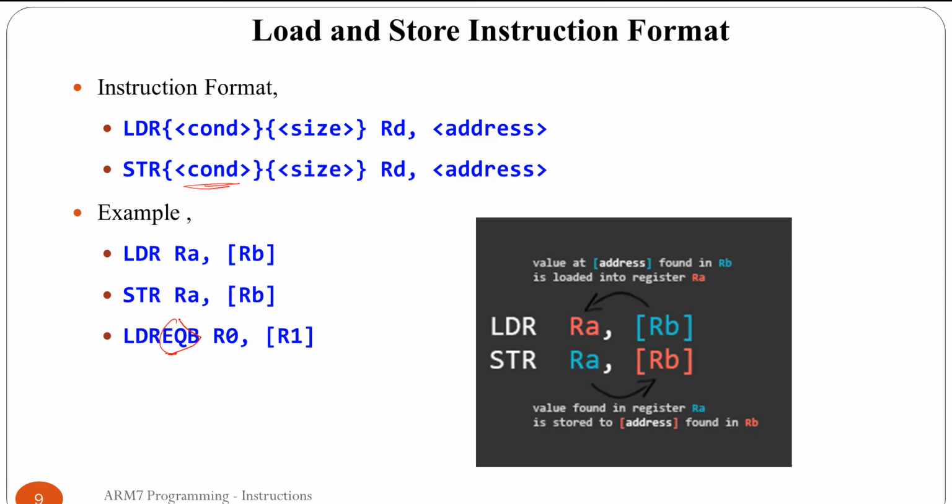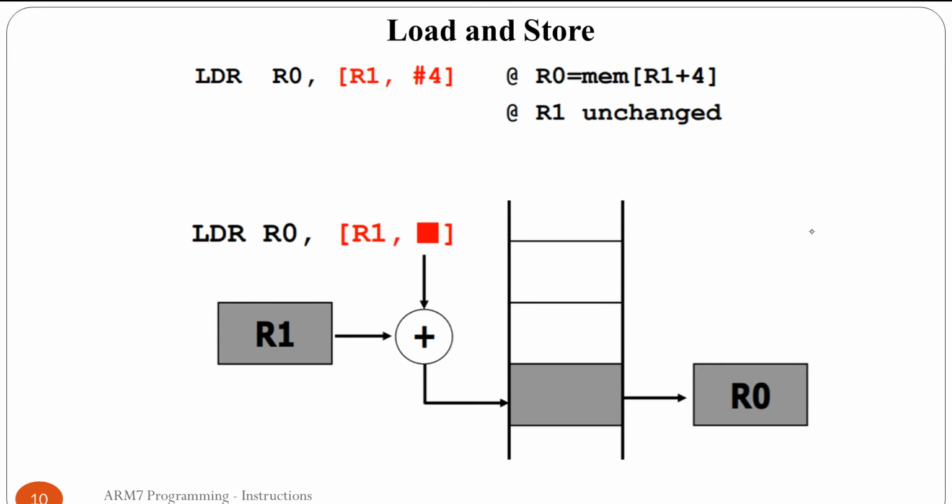Okay, now these instructions are very important, that is the load and store instructions. If you understand these basic two instructions, then the remaining instructions you can easily understand. Okay, now here I am taking one example. As I said, load register is used to load data from the memory. So load register R0, so obviously data will be placed into the R0 register.